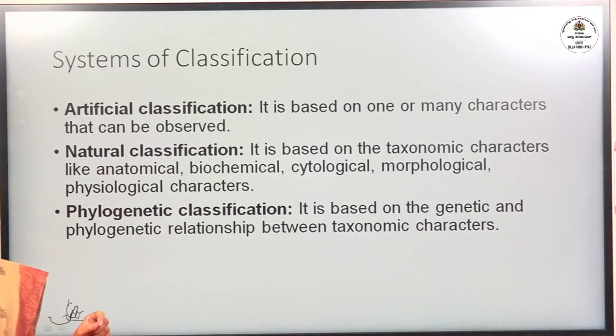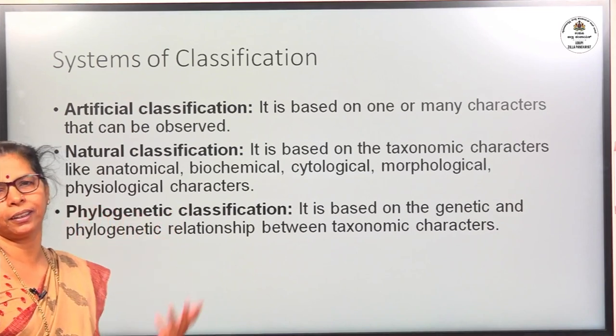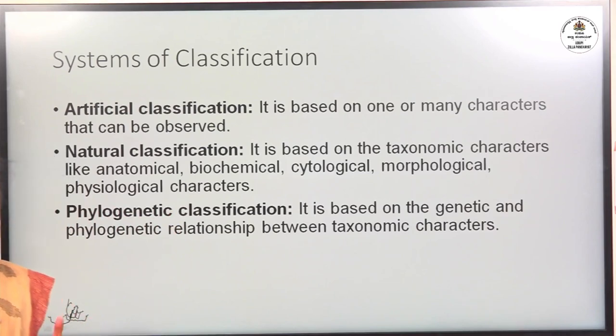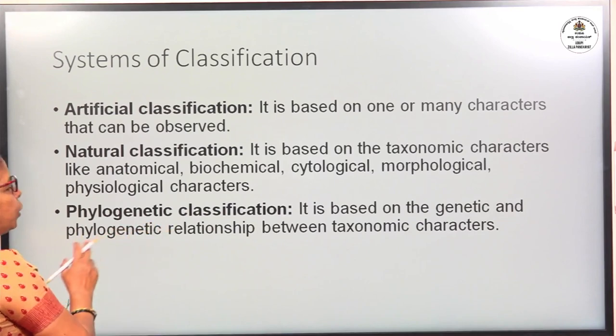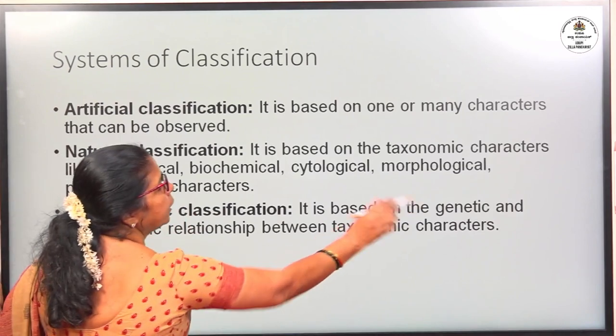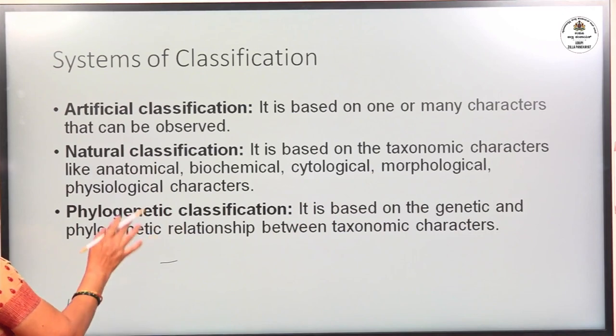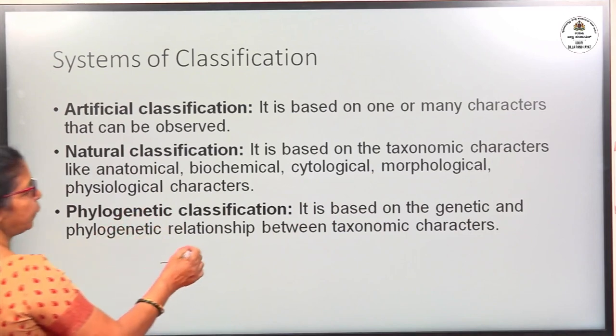Evolutionary relationship, Darwin's theory. Besides that, how the organisms are related, how evolutionary changes happened, that was also considered. So, based on the phylogenetic relationship, in addition to all other characters, they also considered genetic and phylogenetic relationship, and that is considered as phylogenetic system of classification.